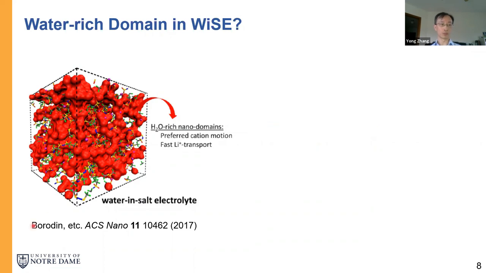For example, Oleg Borodin, 2 years after the first paper, published work by combining a polarizable model simulation and some experimental techniques. What they see in their simulation is that in this electrolyte, there's this so-called water-rich domain and TFSI-rich domain. So the species in the liquid phase form two kinds of domain. And they believed a faster lithium conduction in this liquid is related to the faster diffusion of lithium in the water-rich domain.